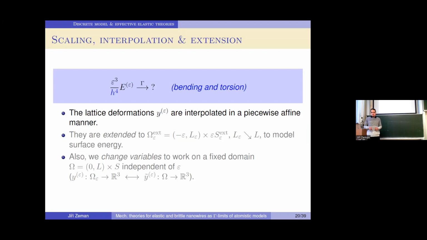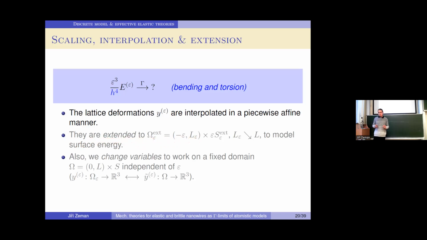Then we scale the energies. This power of the thickness corresponds to the bending and torsion regime, and it's also multiplied by this discrete volume element to have a finite energy per volume. And we interpolate the deformations in a piecewise affine manner that is also useful for the analysis, so that they are defined everywhere and not just in the lattice points.